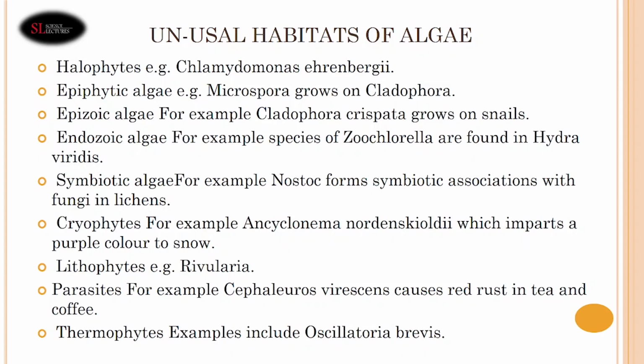Then we have parasitic algae. This is algae that causes diseases to other organisms. For example, Cephaleuros virescens that causes red rust in tea and coffee plantations. Then we have thermophytes, algae that survive in areas where temperatures are between 50 to 70 degrees Celsius, where normal life is impossible. For example, Oscillatoria brevis.